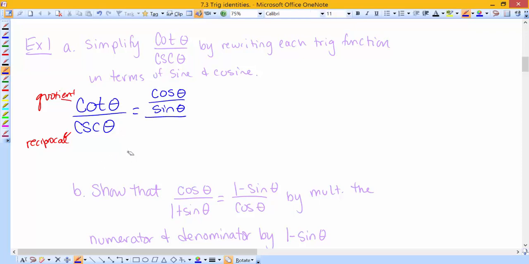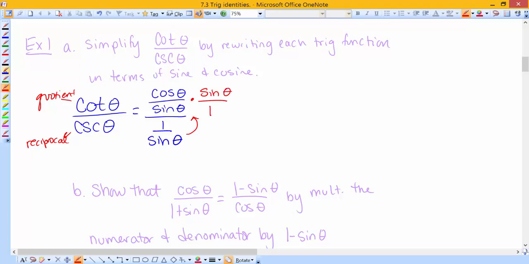Cosecant, look at it. Cosecant is 1 over sine. So now I have a fraction divided by a fraction. When I am dividing fractions, I'm actually going to multiply by the reciprocal. So I'm going to multiply this up here. So this is sine of theta over 1.